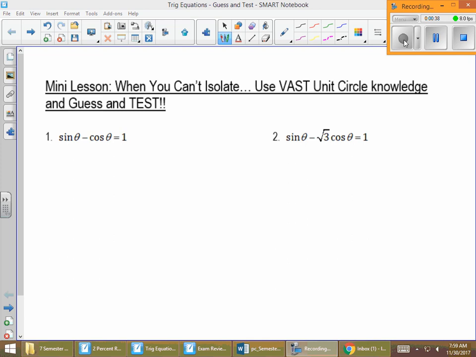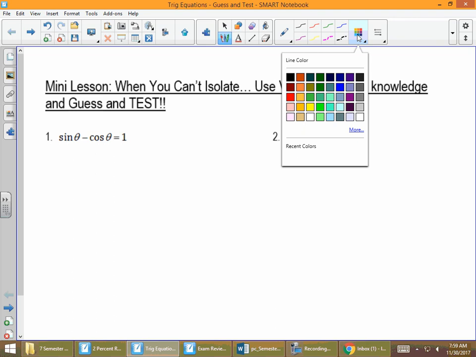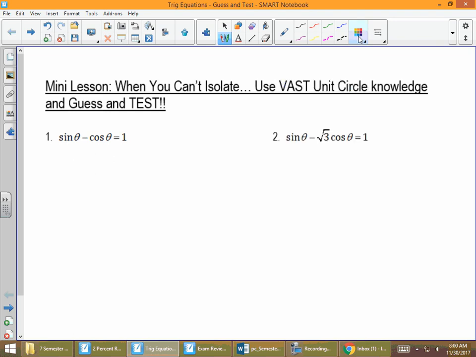The first problem here is sine minus cosine equals 1. It looks really straightforward, and it would be great if these were squares. But since they're not squared, we can't use our Pythagorean identities to make this problem easier for ourselves. So what we have to do is a little bit of guess and test smart with our unit circle values.